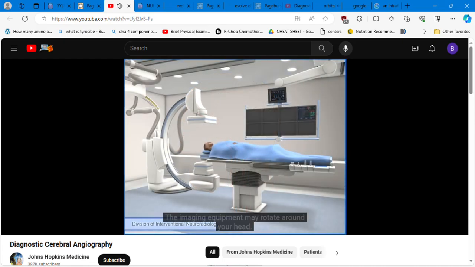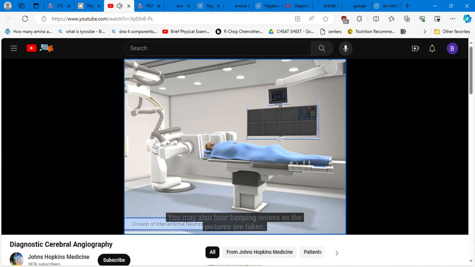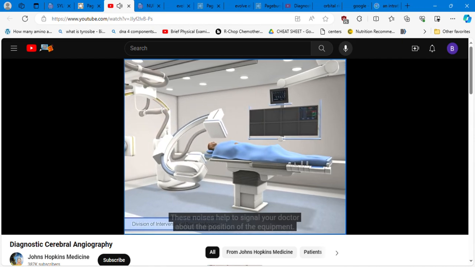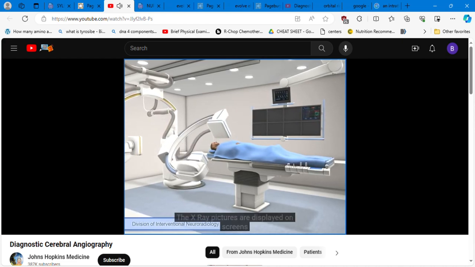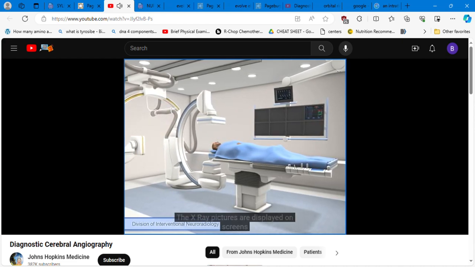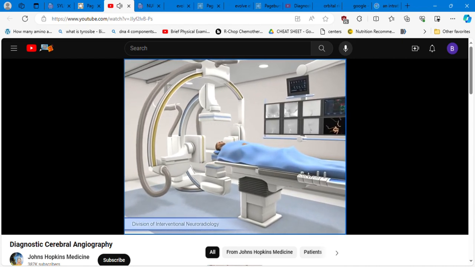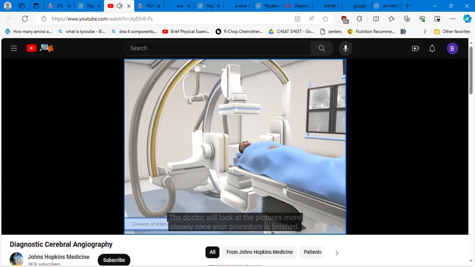The imaging equipment may rotate around your head. You may also hear beeping noises as the pictures are taken. These noises help to signal your doctor about the position of the equipment. The X-ray pictures are displayed on screens that the doctors watch as they are performing the procedure. The doctor will look at the pictures more closely once your procedure is finished.